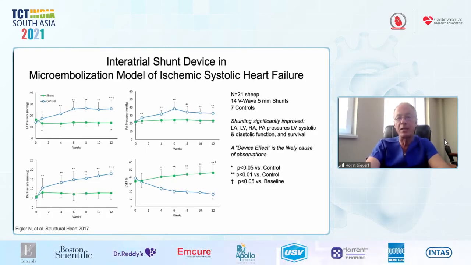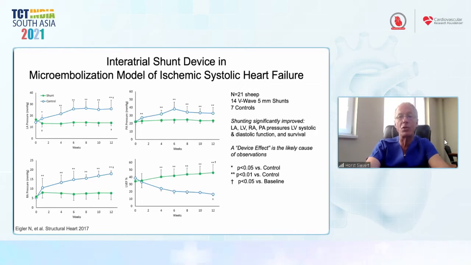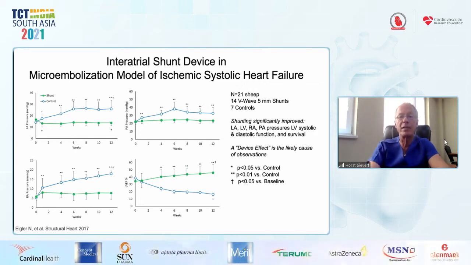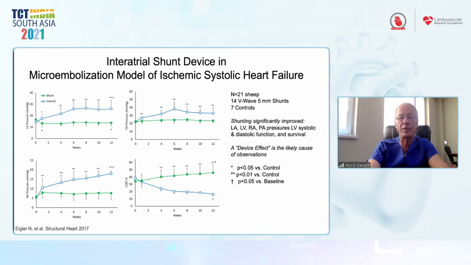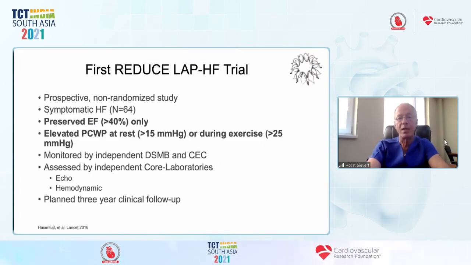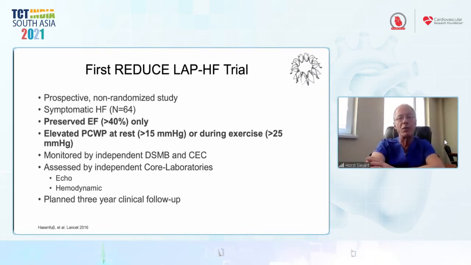This has been tested in animal models. This is an animal model for ischemic systolic heart failure, and you can see they had a control group and a treatment group, and you can see the long-term improvement up to 12 weeks regarding various parameters in this preclinical trial. The first REDUCE LAP-HF trial was a prospective non-randomized study including 64 patients.